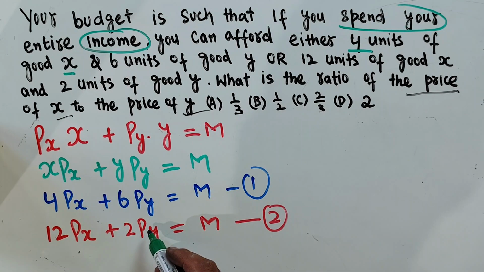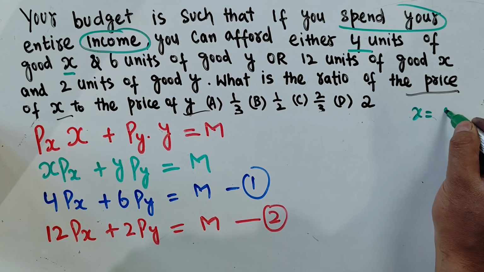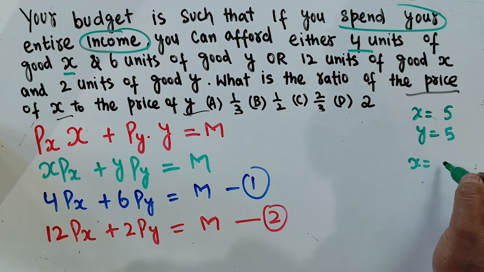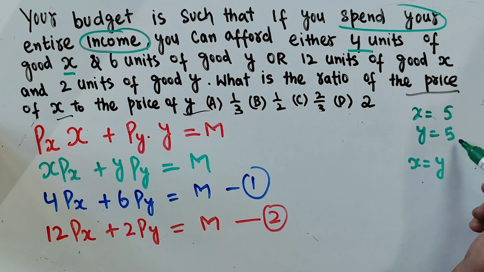And here you can see since the RHS is the same, we can equate the LHS. Okay, how do we interpret it? Very simple. If we say that X is equal to 5, Y is equal to 5, can I say that X is equal to Y? It is obvious here. Since RHS is the same, we can equate LHS. That is the thing I am doing here.